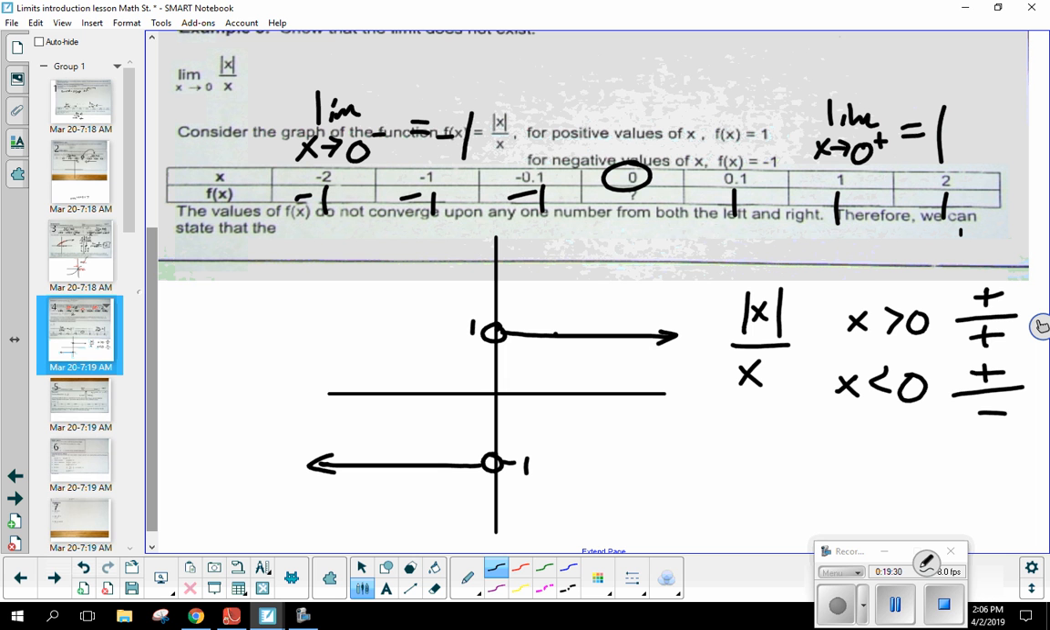And here's where we have a problem. Visually, we see they are not approaching the same y value as I approach the same value of x from both sides. The right side's approaching 1, the left side's approaching -1. So what we would say here is the limit does not exist. You can go ahead and put it there if you wanted to. That'd be fine.